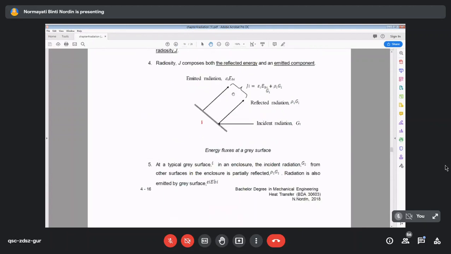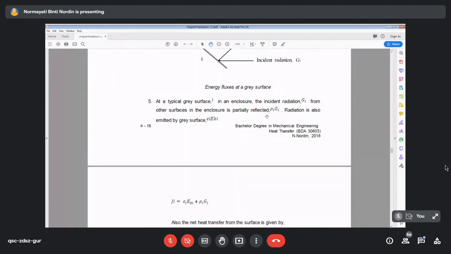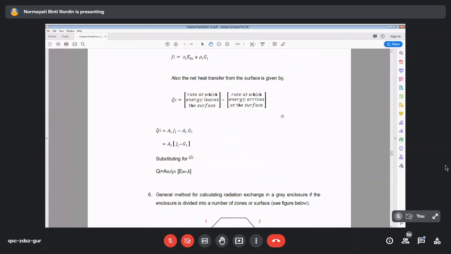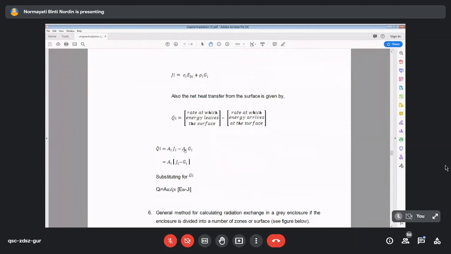Radiosity. The energy that leaves the surface is radiosity, which is the summation of emitted plus reflected radiation. That's the energy leaving the surface, minus the energy arriving at the surface, which is the incident radiation, GI. So you will have this formulation, which is the radiosity, in watt per meter squared.